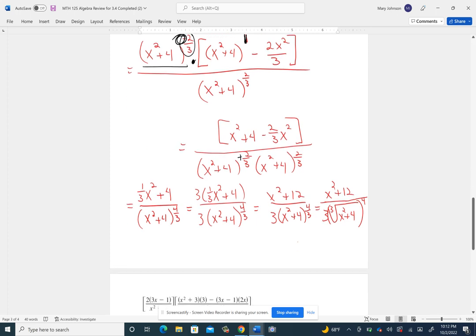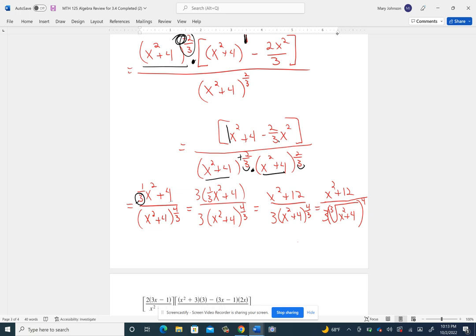Okay. So then I'm going to say, well, look, I've got this and this. This is multiplication here. So I really have x squared plus 4 to the 4/3. These would get added, wouldn't they? Those exponents. That's where the 4/3 came from. And then 1x squared minus 2/3 x squared would be 1/3 x squared, still with that plus 4. Right? And that's pretty good. It's just that I've got a little fraction inside of a bigger one, so I have a complex fraction.